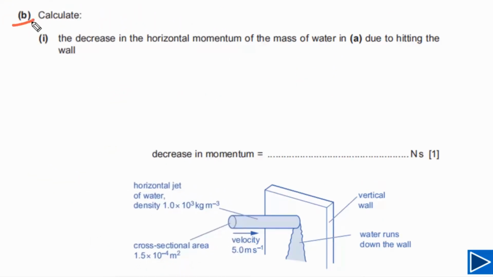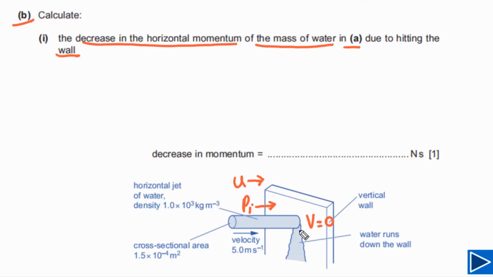For part B, we need to calculate the decrease in the horizontal momentum of the mass of water in A due to hitting the wall. If we look at this question, it is given to us the initial momentum it has, that is to the right. So it has initial momentum to the right because it has initial velocity that is to the right. But if we look at velocity after hitting the wall along horizontal, it has no velocity. So we can say V along horizontal after hitting the wall is equal to 0.